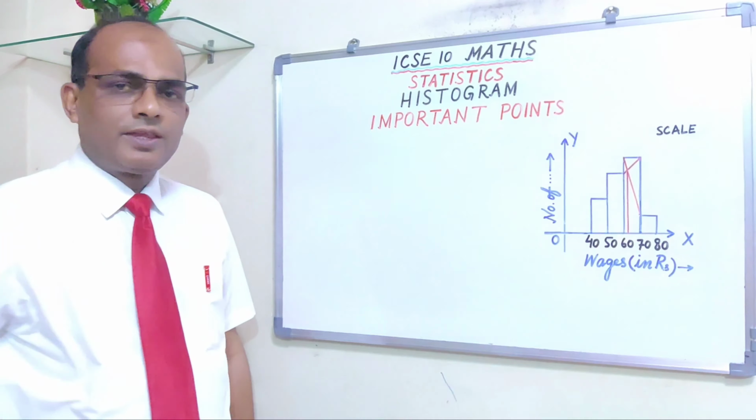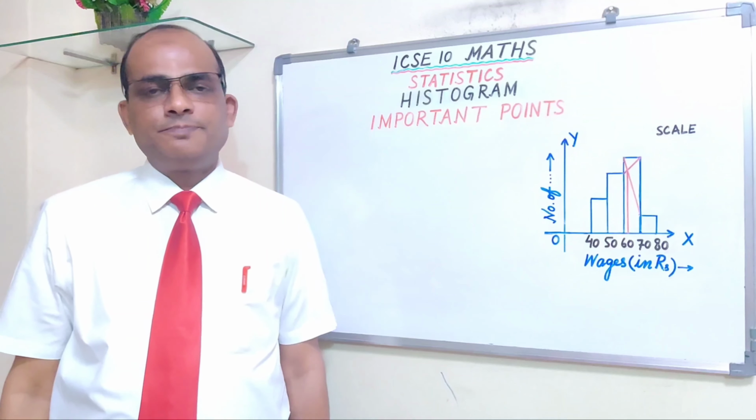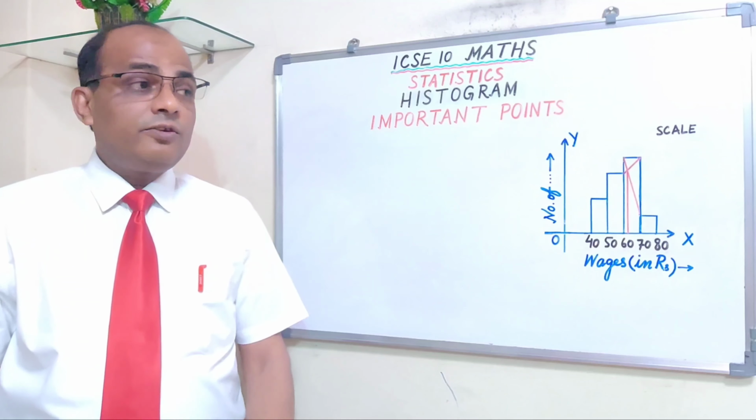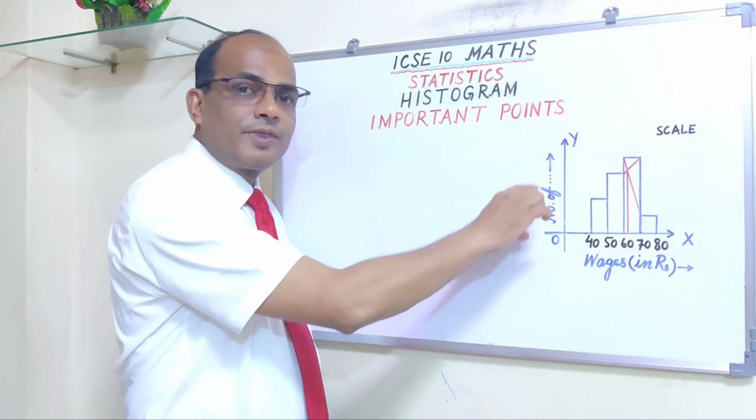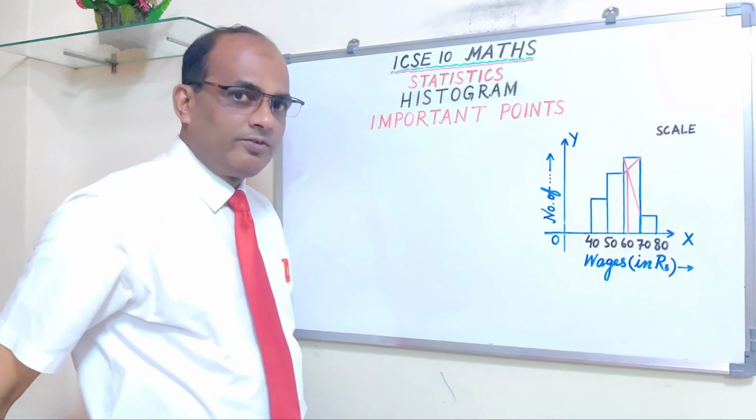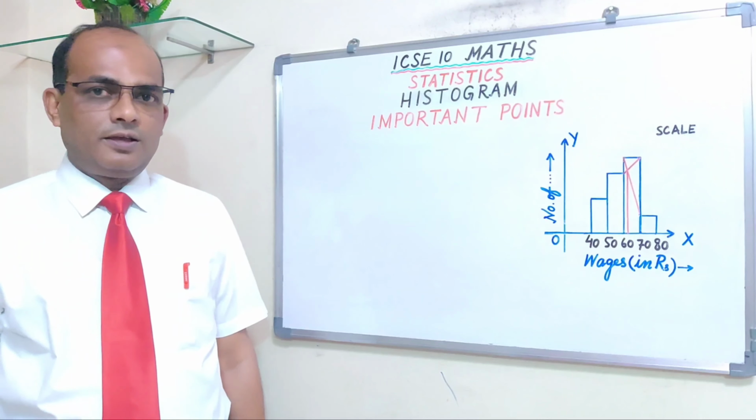Now point number 3. In a histogram, take the frequency on the y-axis. Frequency is taken on the y-axis. Please remember.